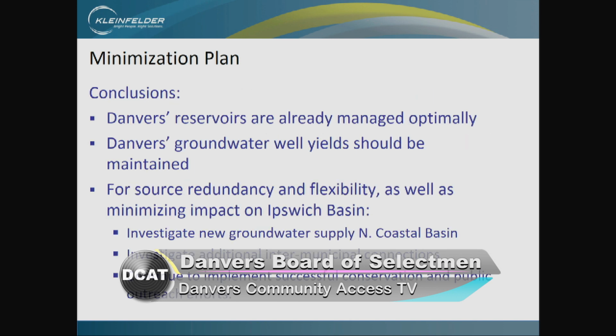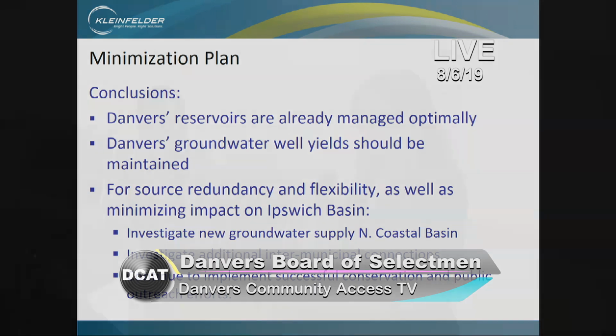And this plan's conclusions, as I said, are that Danvers reservoirs are quite well optimized. Well yields are an important part of maintaining drought resiliency and avoiding purchase of water. To increase your resiliency and source redundancy, that potential new source outside of the basin is one option. Municipal interconnections, conservation, continuing that award-winning conservation plan that you guys have. So that's all I have.